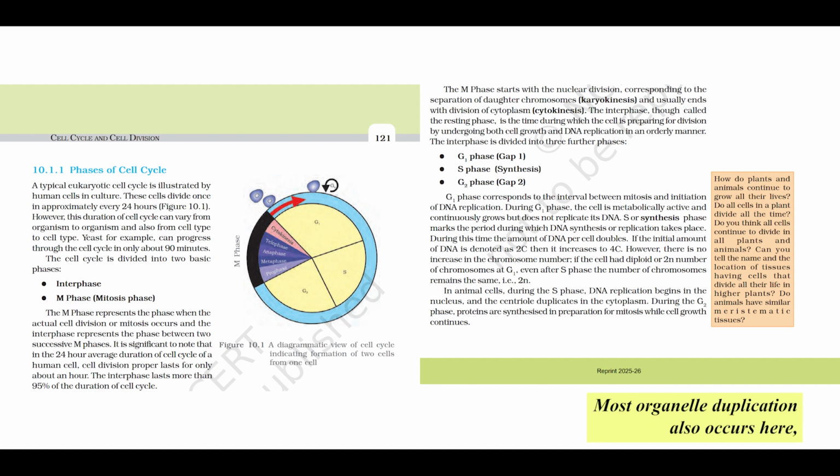Most organelle duplication also occurs here, making sure the new cells have enough mitochondria, ribosomes, etc. But no DNA copying yet. Crucially, the cell does not replicate its DNA in the G1 phase. The DNA is still in its original state.